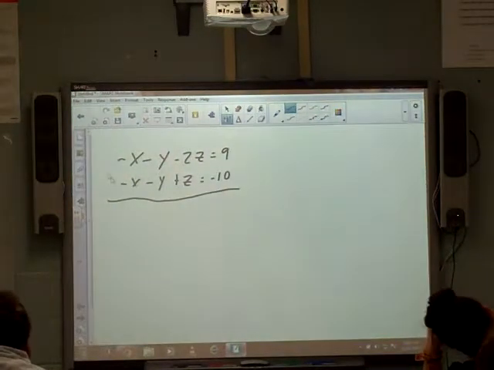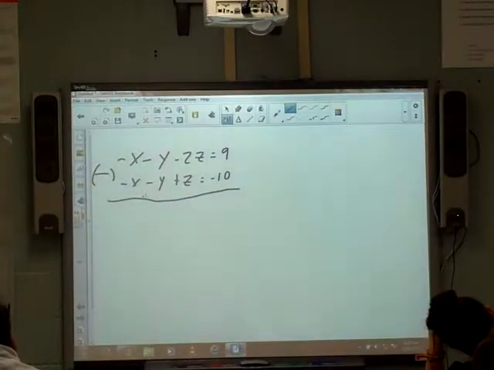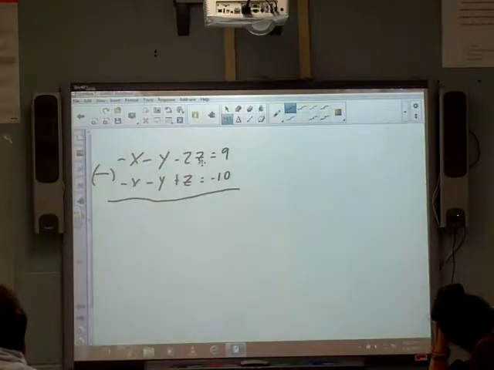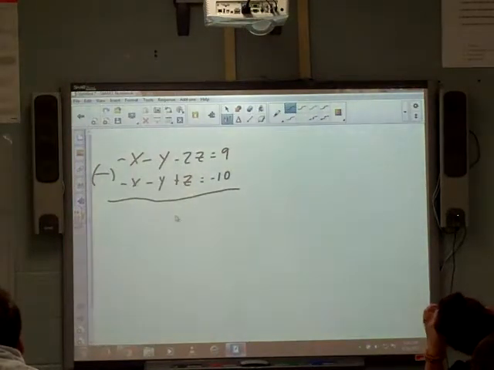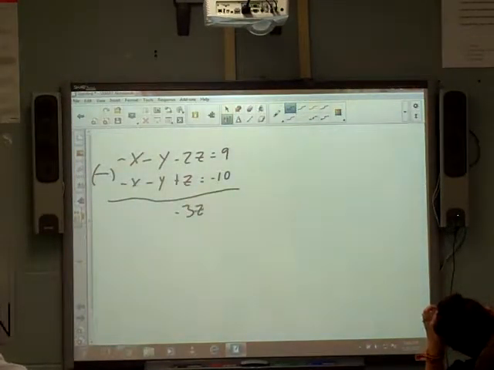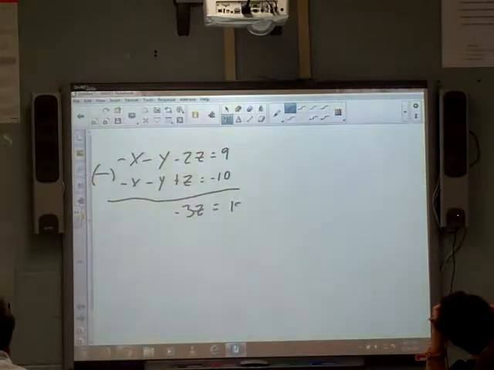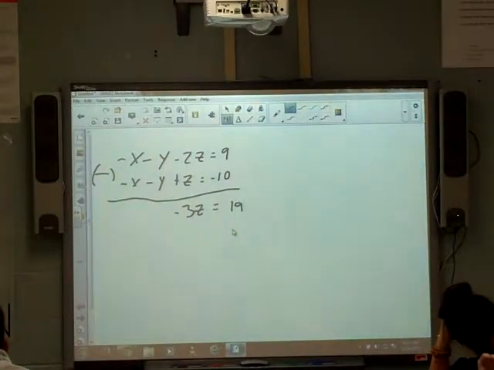Alright. Yes, that's right. Subtract. Negative x minus negative x is nothing, he gone. Negative y minus negative y, nothing, he gone. Negative 2z minus 1z is negative 3z. And 9 minus negative 10, no, 19. Okay, we got here and we started whining and panicking about decimals.